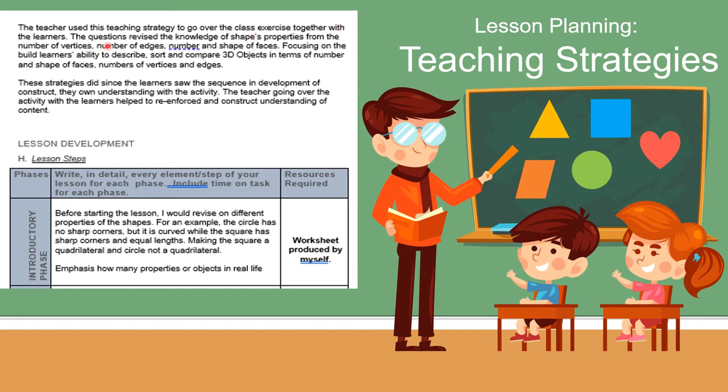All right, still on teaching strategies, the teacher uses this discussion strategy to go over the class exercise together with the learners, revising the questions on the shapes' properties: the number of vertices, number of edges, and name, number and shape of faces of the 3D shape. It really focuses on the learner's ability to describe, sort, and compare 3D shapes in terms of number and shape of faces, and number of vertices and edges. Since the learners see the sequence of developments, they construct their own understanding from the activities, and the teacher goes over the activity with the learners to reinforce and construct understanding of the content that was learned earlier.